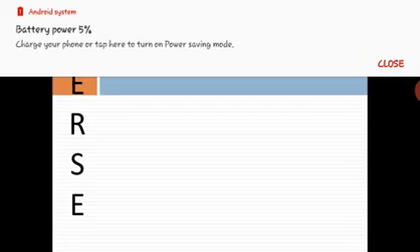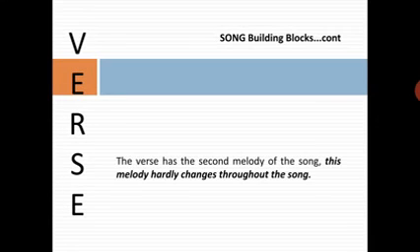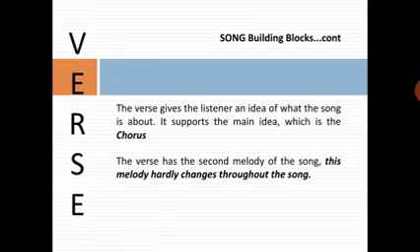The other part is verse. The verse has the second most important melody of your song. This melody hardly changes throughout the song, okay? The verse gives the listeners an idea of what the song is about. The verse supports the main idea, and the main idea of the song is your chorus.